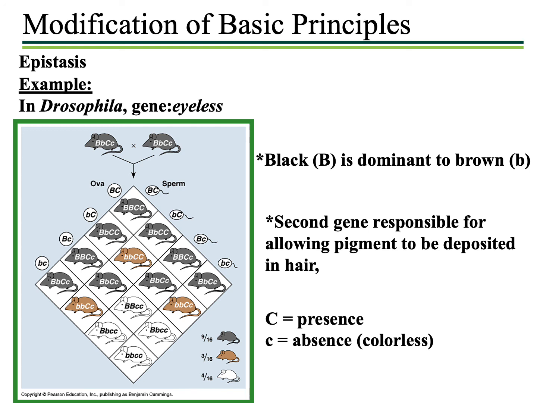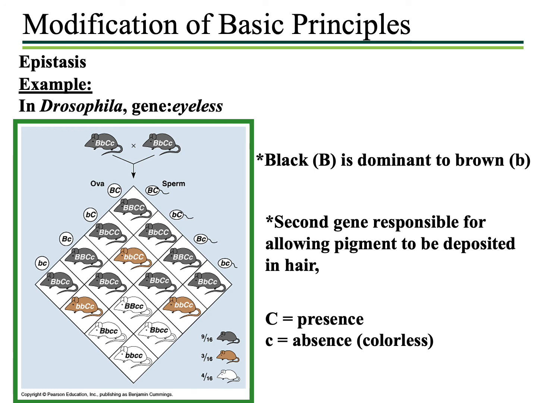So, in this particular case, this is an example of epistasis. If you have a Drosophila that is homozygous recessive for this allele, they do not have any eyes. And because they don't have any eyes, it doesn't matter what their genetic makeup or genotype is for eye color, because they don't have any eyes. Again, that's a pretty dramatic example.